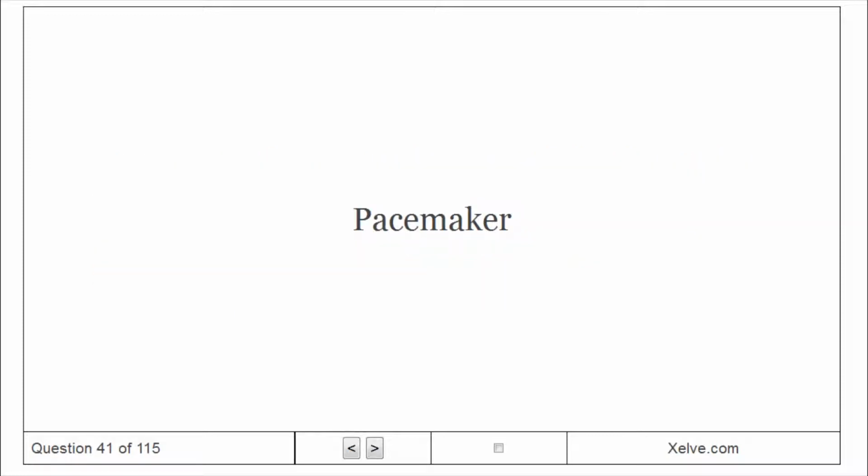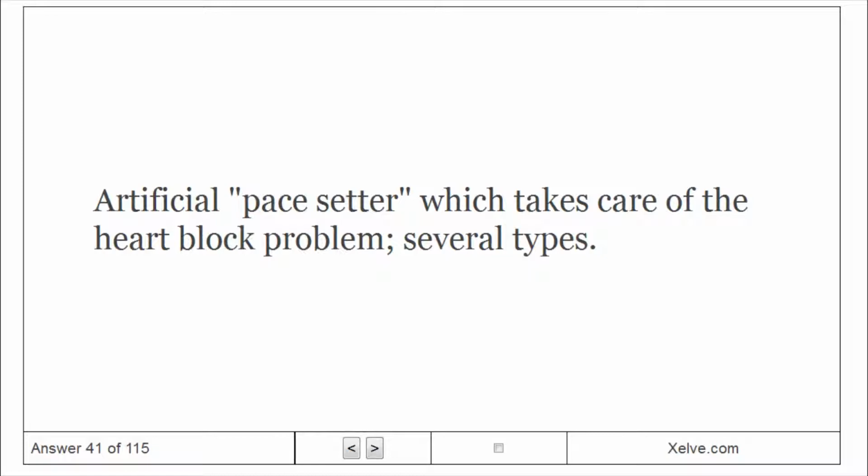Pacemaker. An artificial pacesetter, which takes care of the heart block problem. Several types.